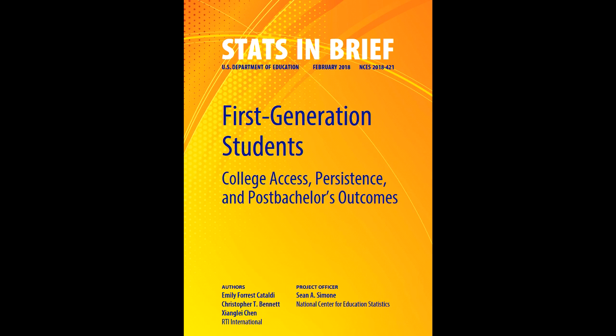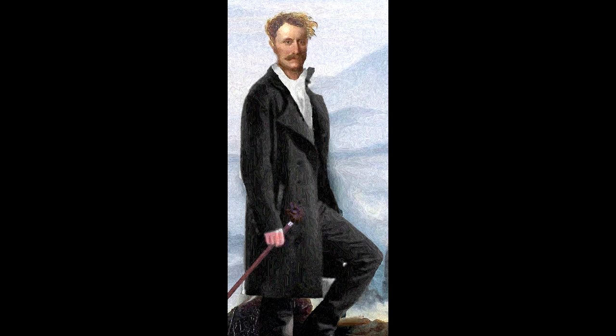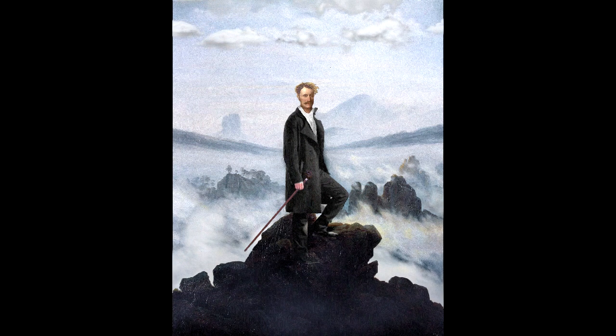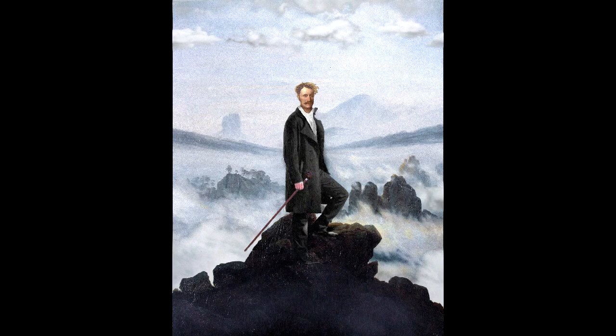Well, oddly enough, according to the National Center for Education Statistics, 30% of all entering freshmen are first-generation college students to begin with. So, if you just targeted all incoming college students without any special filters, on average, you would get your 30% first-generation demographic. Golly, it kind of makes all of this fretting over diversity and inclusion seem rather pointless, doesn't it?